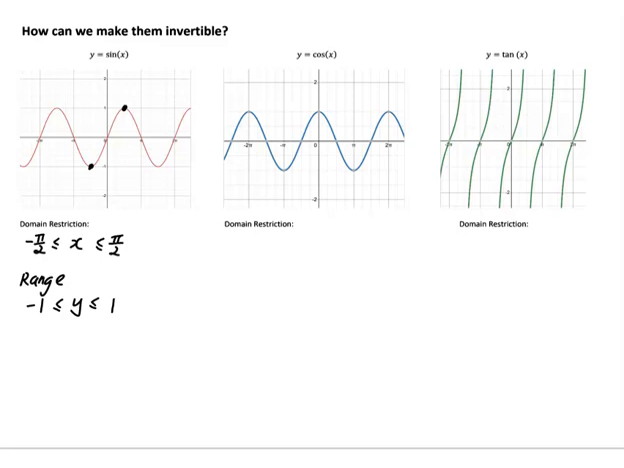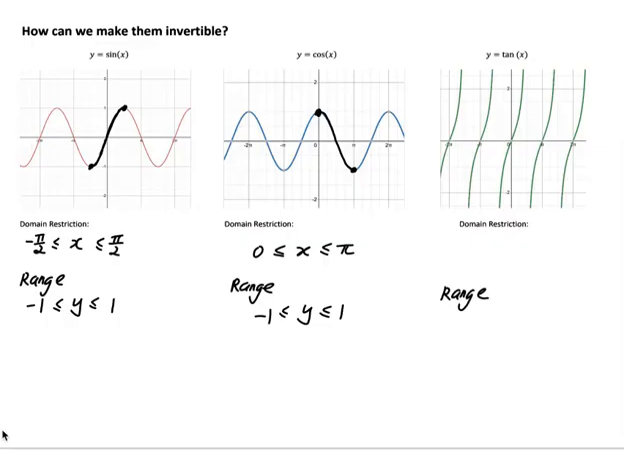When we restrict the domain, I only have this part of the curve. When I draw the horizontal line, it has one intersection point. So therefore, it passed the horizontal line test. Therefore, it became invertible. Now let's have a look at the cosine function. For the cosine function, I'm going to choose a part of the curve again, from here to here. So my domain is restricted to 0 to pi. Therefore, the range is between 1 and negative 1.